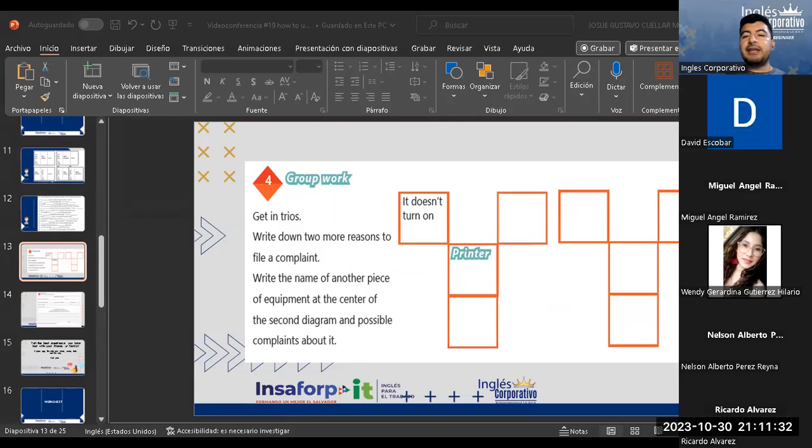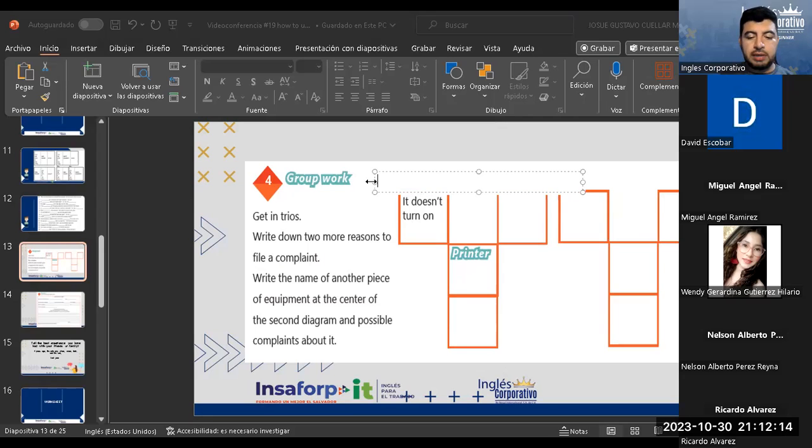here we have the name of the equipment, printer. Even here we can have, like, for example, for a copy machine, podemos tener la máquina de fotocopia. And we have to add 1, 2, and 3 reasons why we can file a complaint. Quieren razones para llenar una forma de quejas o demanda de cambio o algo así. En pocas palabras, vamos a escribir el nombre de un equipo, puede ser de oficina, okay?